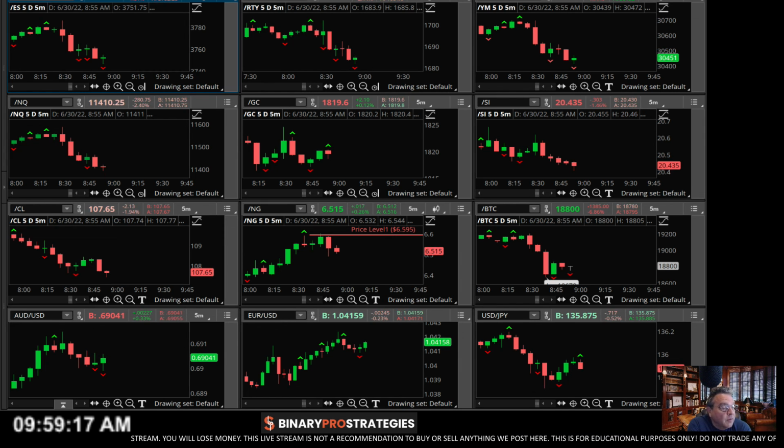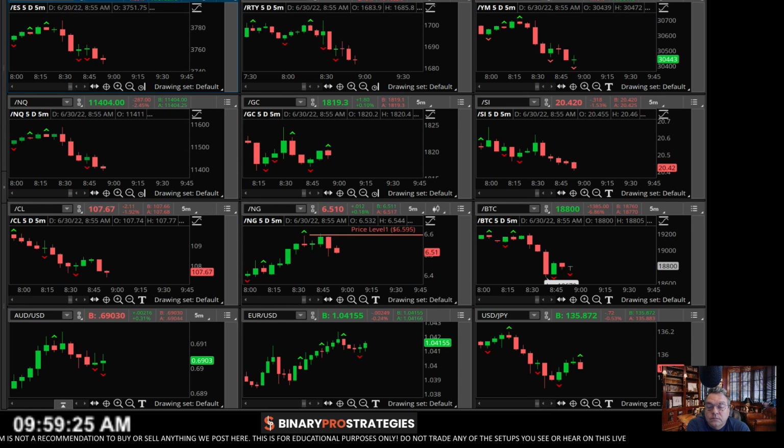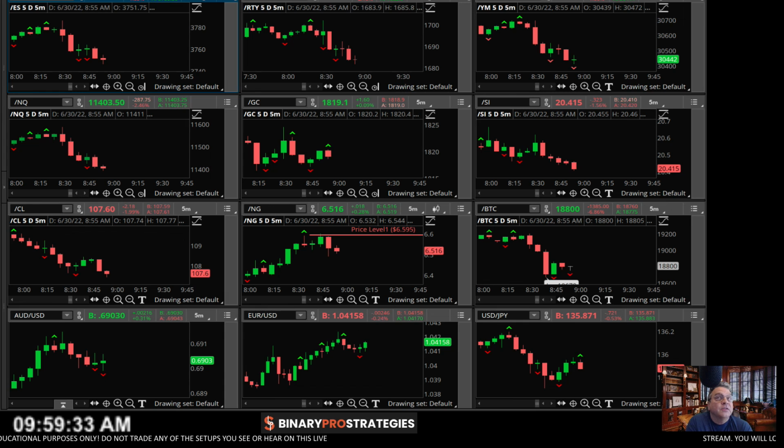Double short possibly coming up on the Aussie US. When you see those two double arrows next to each other, I really like those. That's a real strong pattern. So if that holds, that'll be a short coming up on the Aussie US.